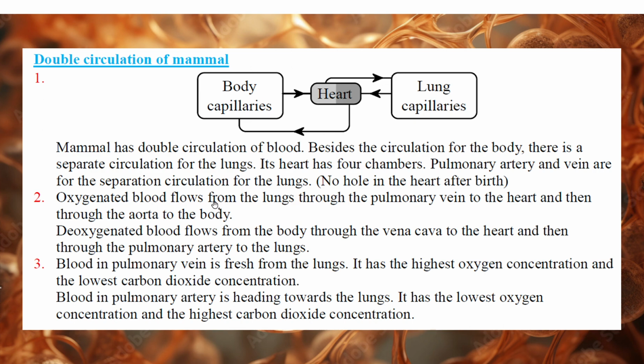Oxygenated blood flows from the lung through the pulmonary vein to the heart, and then through the aorta to the body.